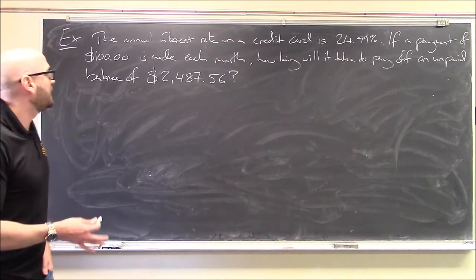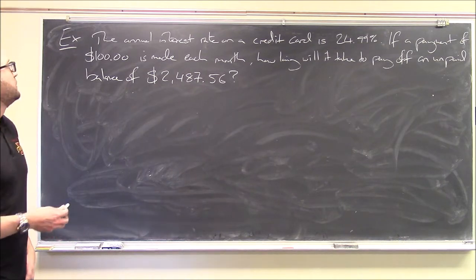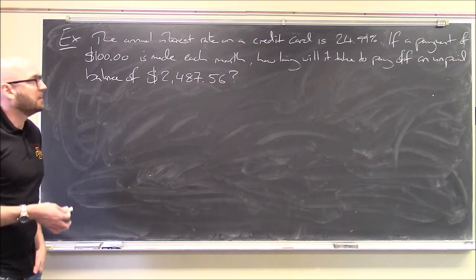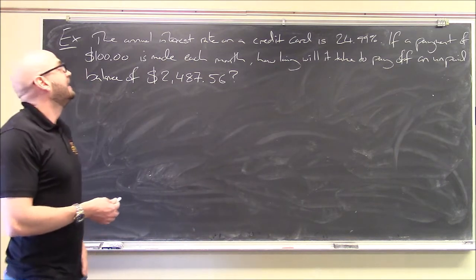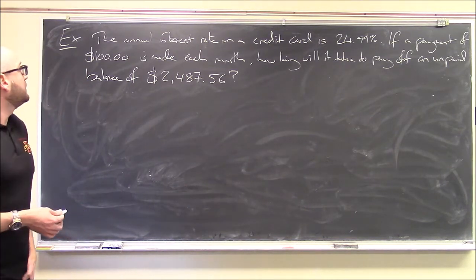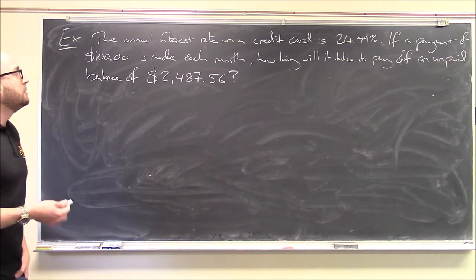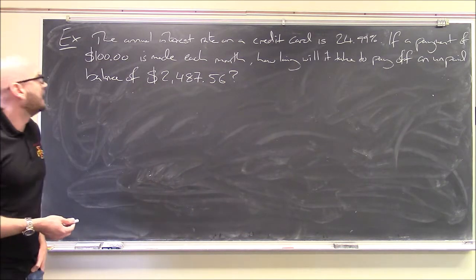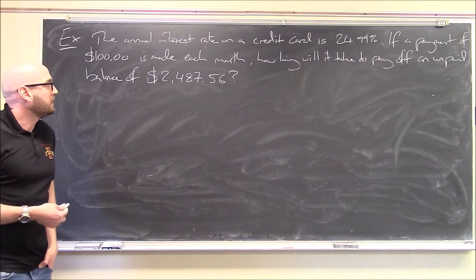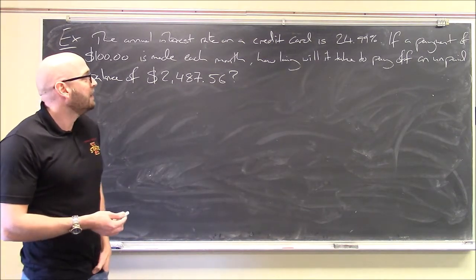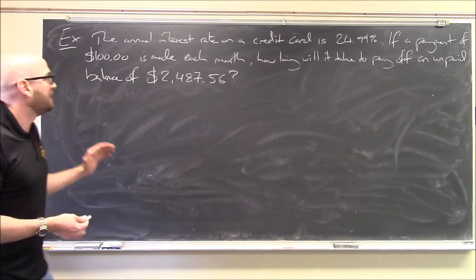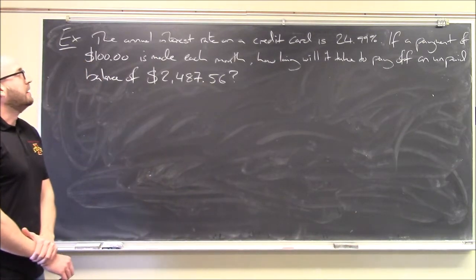So here we have a credit card question, and it's posed in the following way. It says the annual interest rate on a credit card is 24.99%, so really quite high. If a payment of $100 is made each month, how long will it take to pay off an unpaid balance of $2,487.56? So here we have to make some assumptions because it's not quite specified.